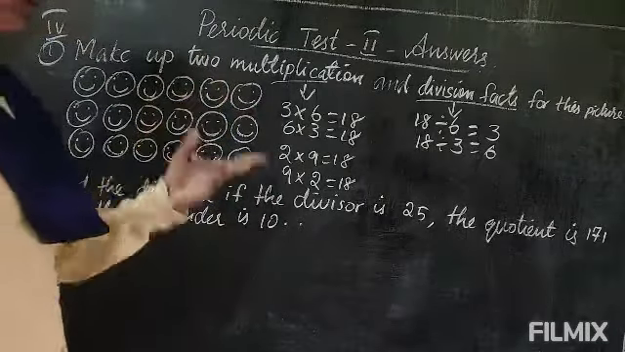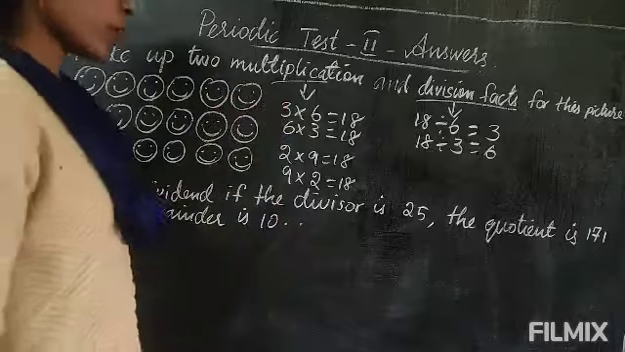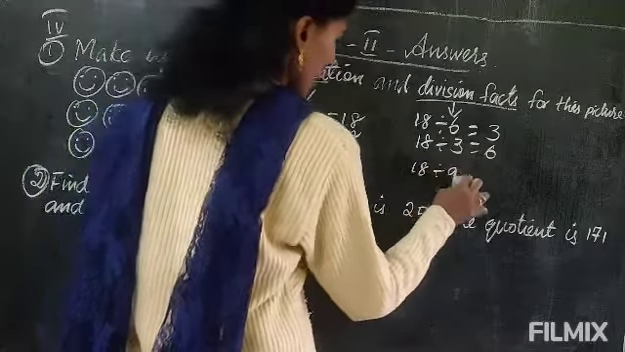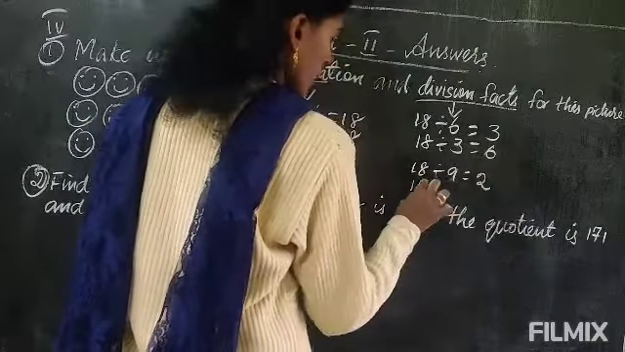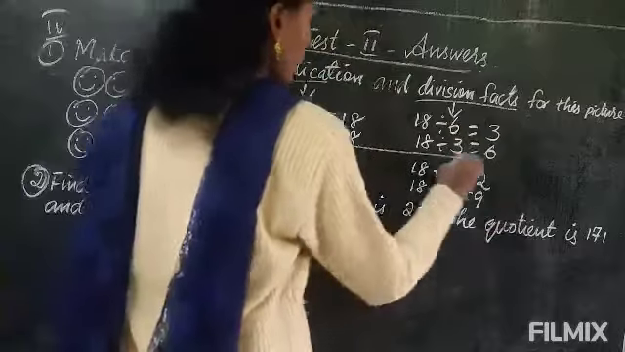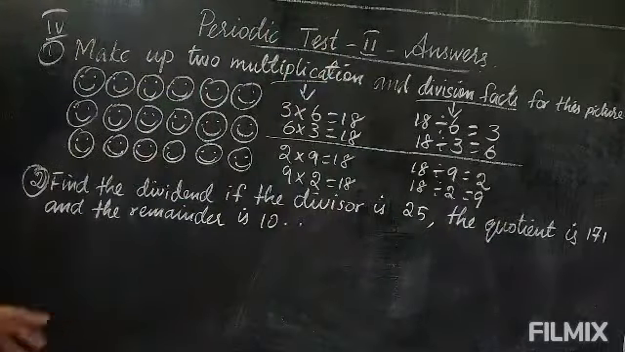Then the other two numbers, you just change the order of the numbers. That's all. Now for this also, if you write, it will be 18 divided by 9 equal to 2, or 18 divided by 2 equal to 9. Any one you can write. It's not compulsory that you have to write 2. Any one you can write.